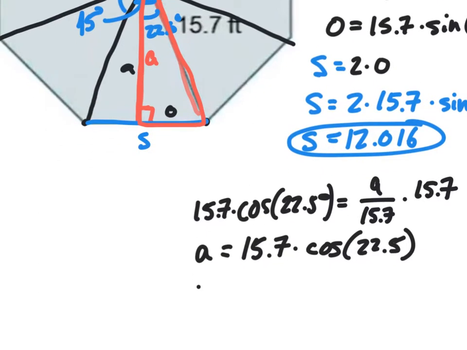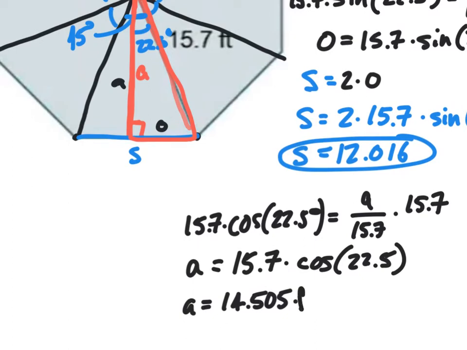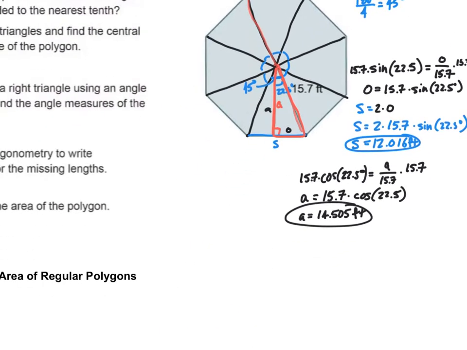15.505. Okay, so we'll say that my apothem length is 14.505, and that is going to be in feet. Both of these are in feet. So this is feet. That's my apothem length. Here's my side length. Now this is a lot of work. It's kind of a pain to do all this.